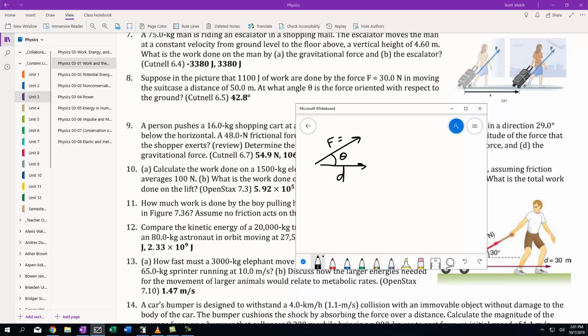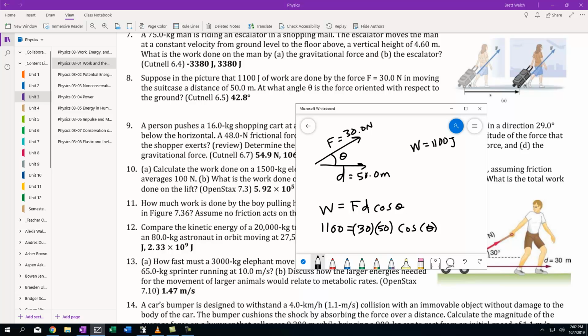The force is 30.0 newtons. That should tell us that we're talking 3 sig figs. And we know that the displacement, or distance traveled, is 50.0 meters. And we're told that the work is 1,100 joules. Now we know that work, by definition, is FD cosine of theta, where theta is the angle between the force and the displacement. Here we have 1,100 equals the force of 30 times the displacement of 50 cosine of an unknown angle.